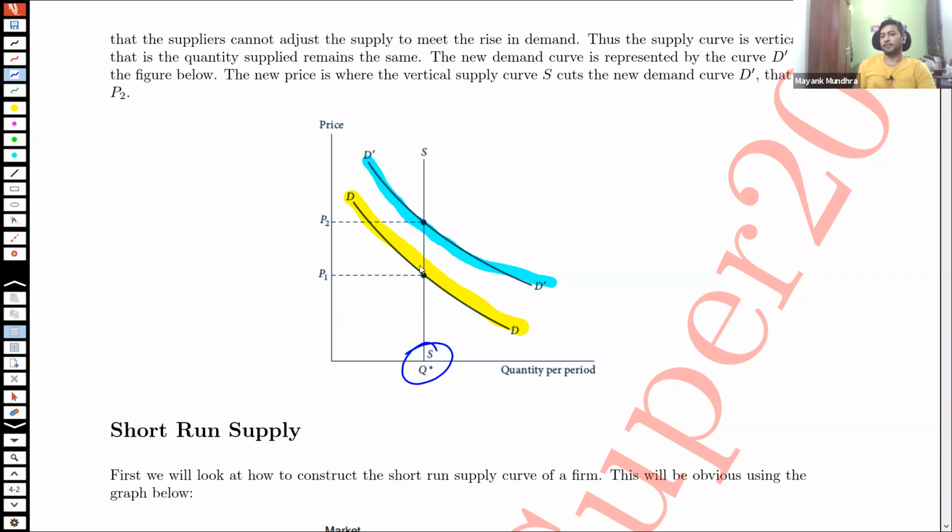Okay. So what happens is this increase in demand basically leads to an increase in prices. The same amount which would have been sold earlier gets sold now. It's just that it gets sold at a higher price. Okay, so the price goes up, but the amount of sales which happen is going to be the same. So this is a short run demand shock.